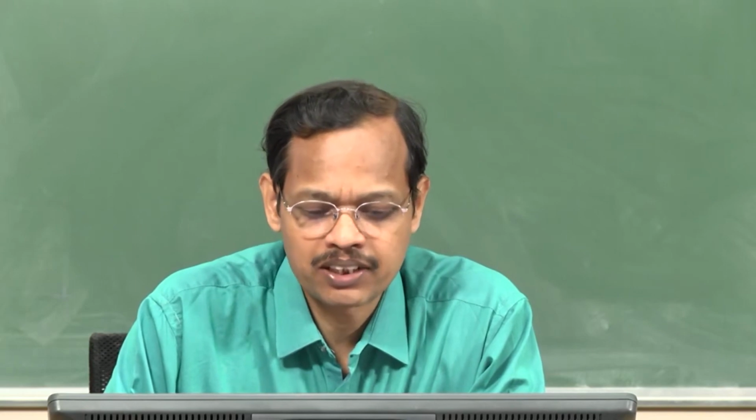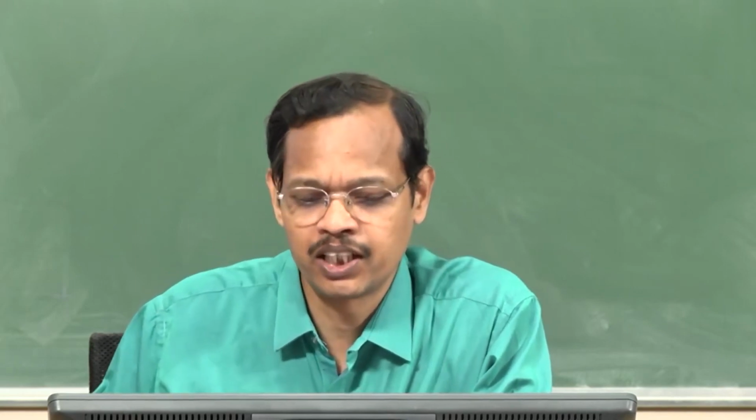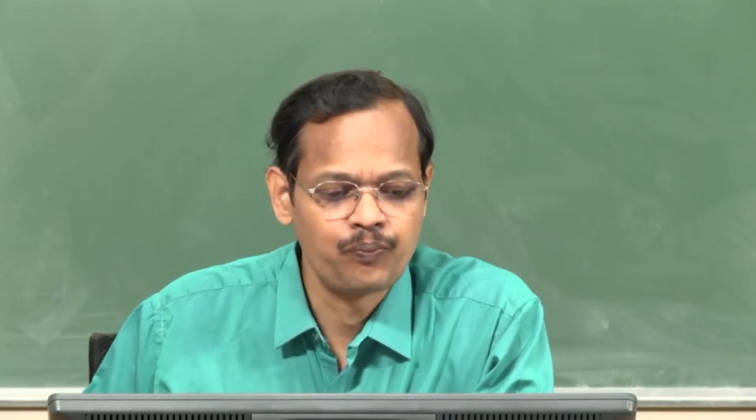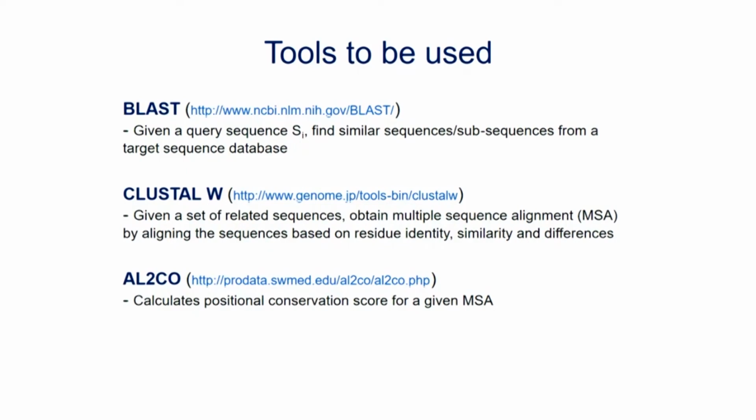Demonstration on BLAST, ClustalW and AL2CO. In this demo, we explain three tools, BLAST, ClustalW and AL2CO, to obtain similar sequences, multiple sequence alignment as well as the conservation score. So, BLAST is used to get the similar sequences, ClustalW is used to obtain the multiple sequence alignment, and AL2CO we can use to get the conservation score.